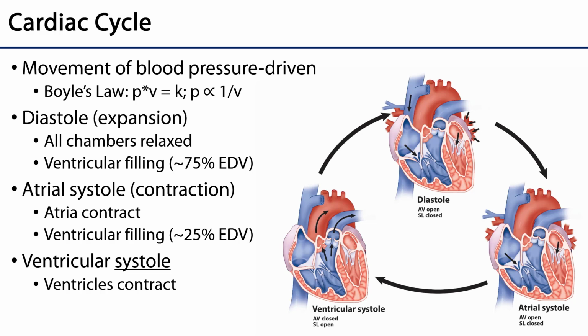The movement of most materials within the body is going to be pressure driven, and that's no exception for blood. And so blood is going to largely abide by Boyle's law. So if we dig back into high school physics, we'll remember that pressure times volume equals a constant. To rearrange that mathematically, we see that pressure and volume are inversely proportional. The larger the volume, the lesser the pressure. The smaller the volume, the greater the pressure.